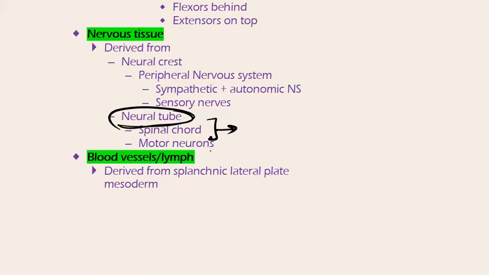No, wait. What are the parts of the somites? Okay, cool. So the neurotube. The neurotube is giving rise to what? The spinal cord and your motor neurons.